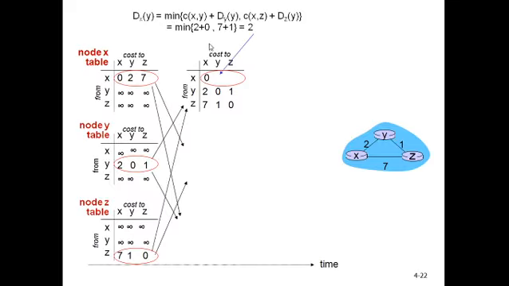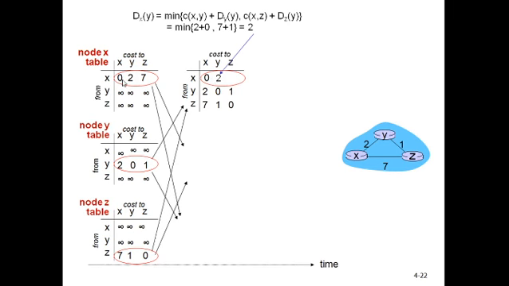X to Y is 2 plus Y to Y is 0, and X to Z is 7 plus Z to Y is 1, so it would be 2 and it would be 8. So the minimum would be 2. It will remain as it is. You can see over here, it will remain as it is.